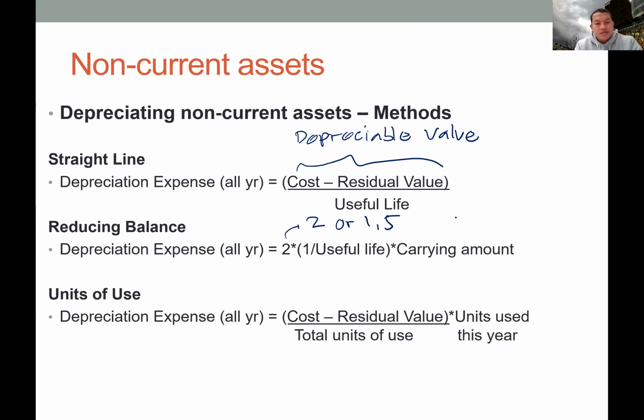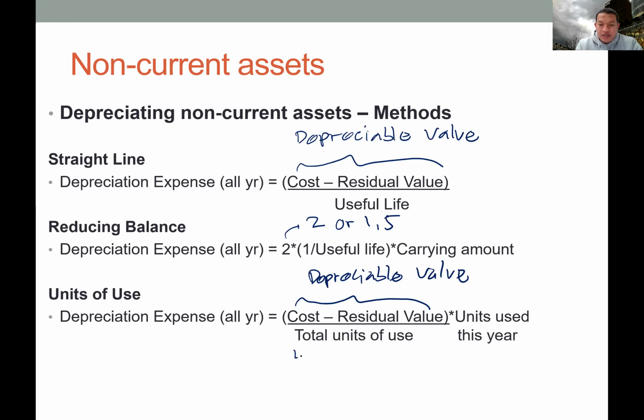Okay, and next is the units of production or units of use. First, we have to calculate the depreciable value, and then the total units of use. So the company has to estimate the total units that could be produced using this machine or this vehicle. And then multiply this by the actual units produced by this machine in the current year.